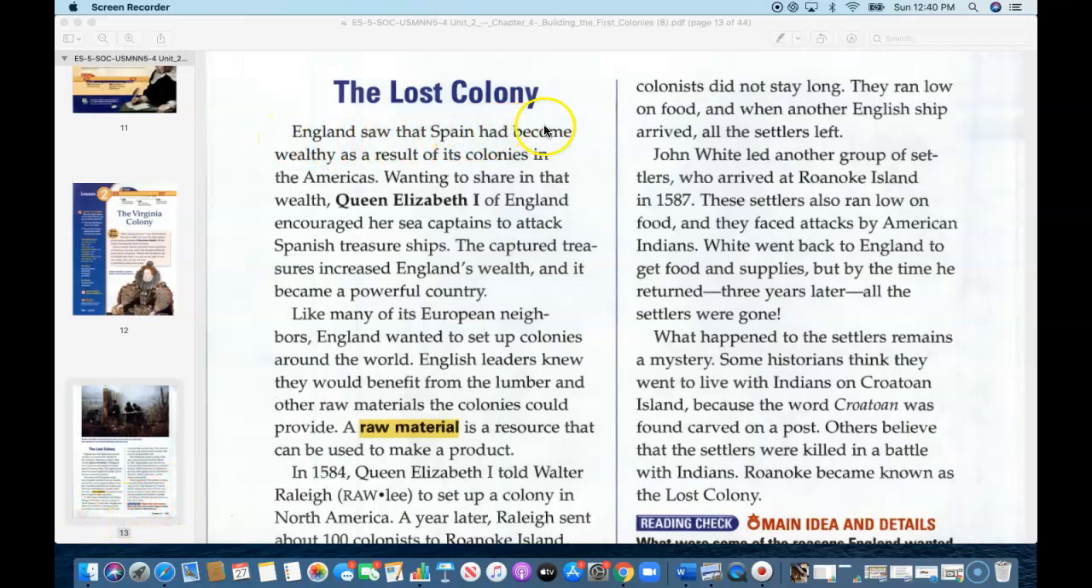England saw that Spain had become wealthy as a result of its colonies in the Americas. Wanting to share in that wealth, Queen Elizabeth I of England encouraged her sea captains to attack Spanish treasure ships. The captured treasures increased England's wealth, and it became a powerful country. Like many of its European neighbors, England wanted to set up colonies around the world. English leaders knew they would benefit from the lumber and other raw materials the colonies could provide. A raw material is a resource that can be used to make a product.